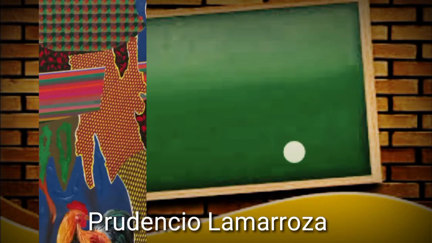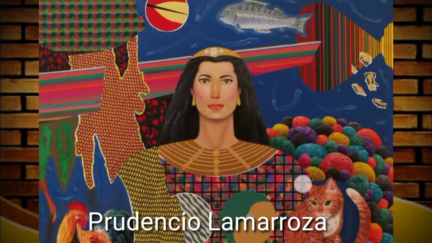Number 8 is Prudencio Lamarosa. He is known for his surrealistic landscape paintings. He was famous for his Amburayan Queen series, which shows a protective mythological spirit who calls for preservation of ecology.